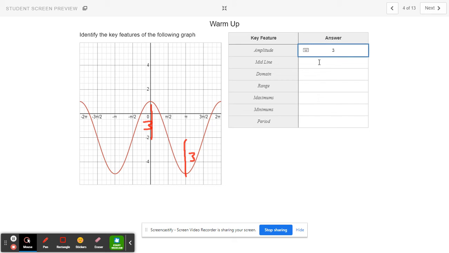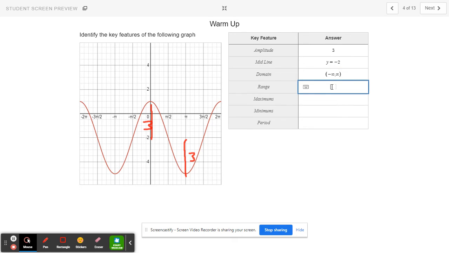What is my midline? You can see my midline is y equals -2. So our k, if we had to write the equation, would be -2. The domain is all real numbers. Our range: our minimum is -5, our maximum is 1, so those are going to be brackets, [-5, 1].